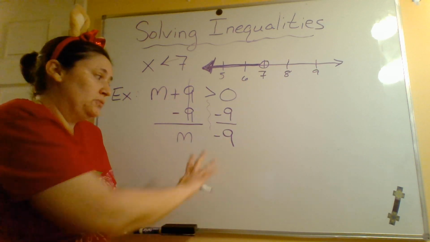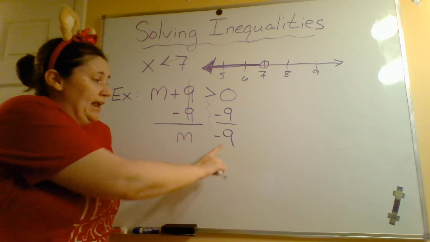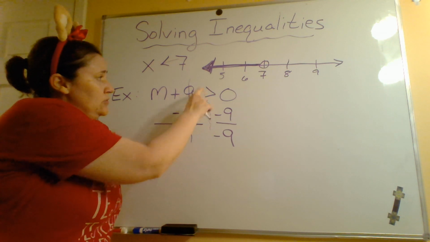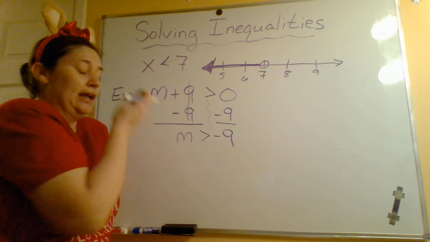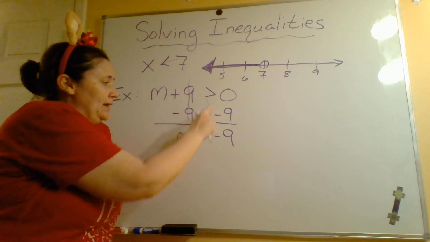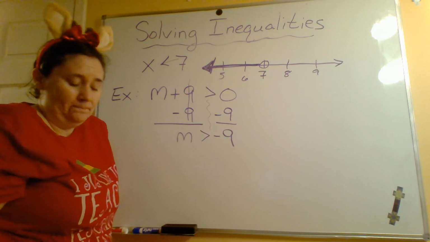And I can't just write this as my answer. My answer is not negative 9. My answer is all of the numbers greater than negative 9. You have to put that variable. You have to put the correct sign. You have to put the number.